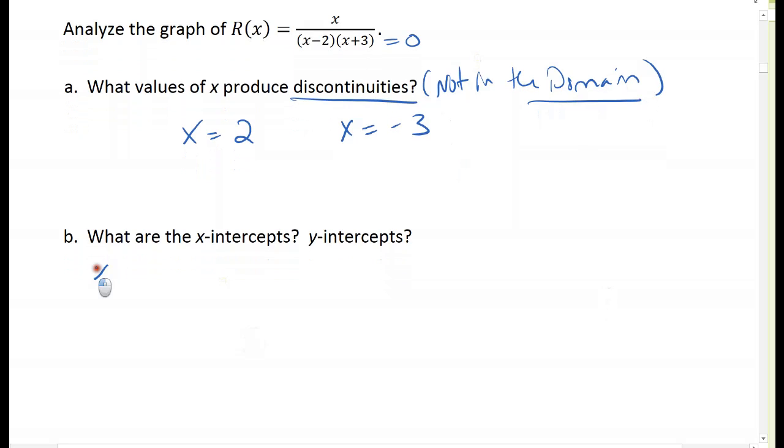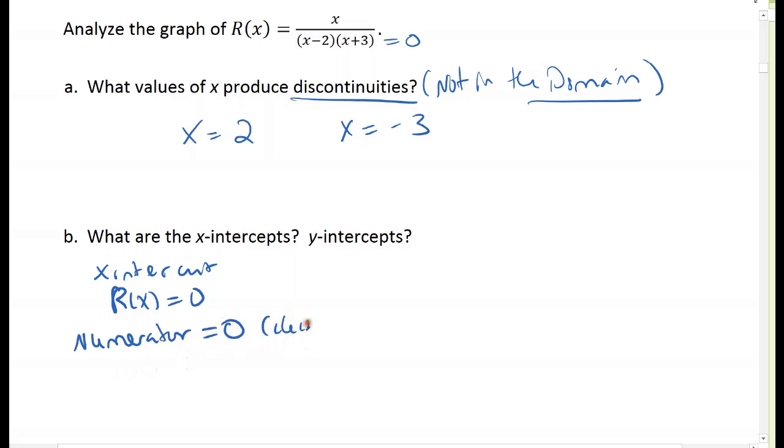Now, x and y intercepts we should be able to find in rational functions. The x-intercepts are when r of x equals 0, and what it comes down to is the numerator is the only place I can have a 0, since I can't divide by 0. So you set the numerator equal to 0, and then you have to check your answer. Always check that it's in the domain, because you can only have answers that work in my function. In this particular function, the only value in the numerator is 0, so the only x-intercept possible is 0. So (0, 0) is my x-intercept.